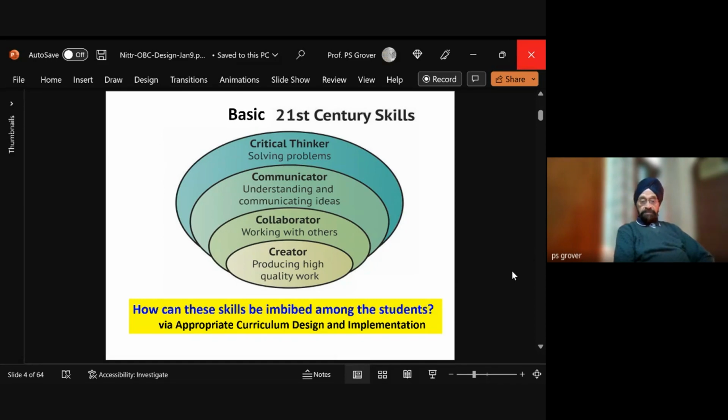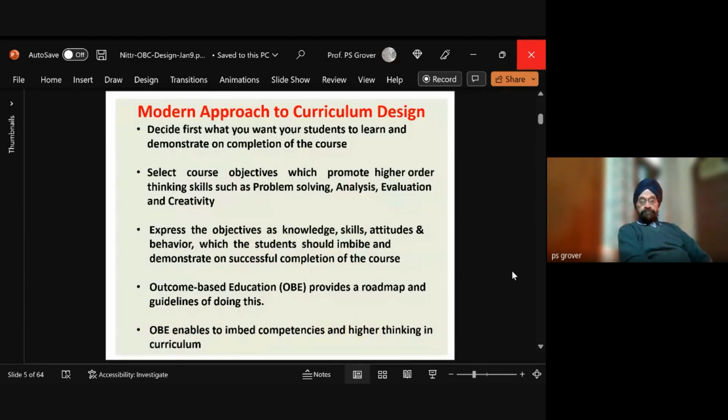Now, how can these skills be imbibed among the students? That's a big challenge for us, for institutions, for students, for teachers, all of us. And now this can be done by designing an appropriate curriculum and implementing it, following certain basic rules, following certain basic guidelines, whereby the student becomes student centric.